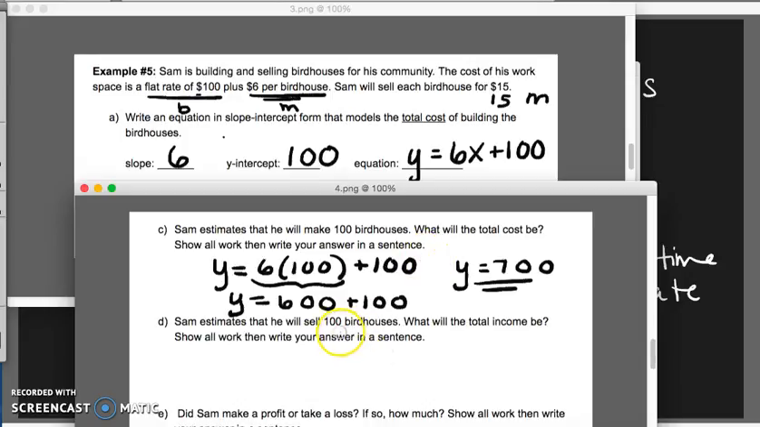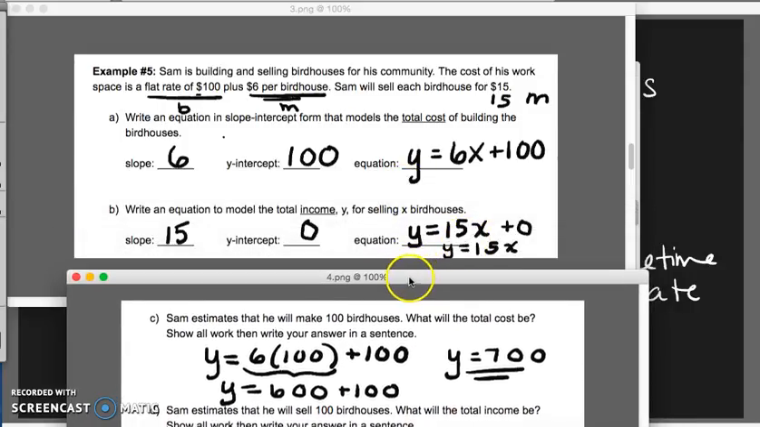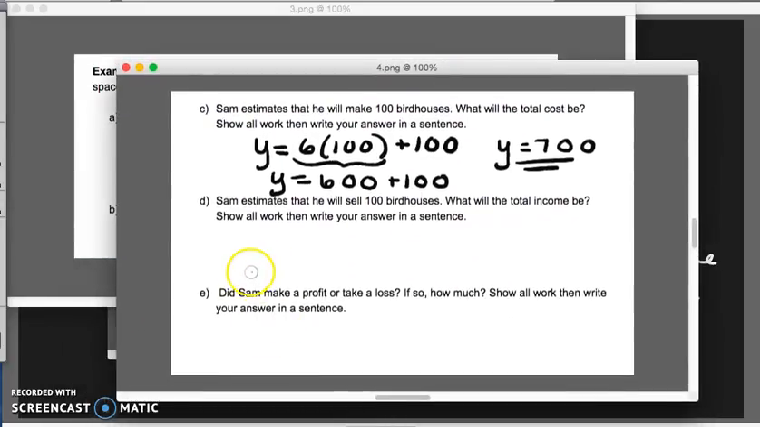Now he's going to estimate that he's going to sell those 100 birdhouses. So we're going to know how much his income is. And we know that if he sells them for $15 each, how much money will he be making as an income? So y equals 15 times 100, because he's planning on selling 100 birdhouses. 15 times 100 gives you 1,500. So he's going to make $1,500, but he's currently in debt $700, because that's how much it cost him to make them. Did Sam make a profit or take a loss? If so, how much? Show all your work, then write your answer as a sentence.